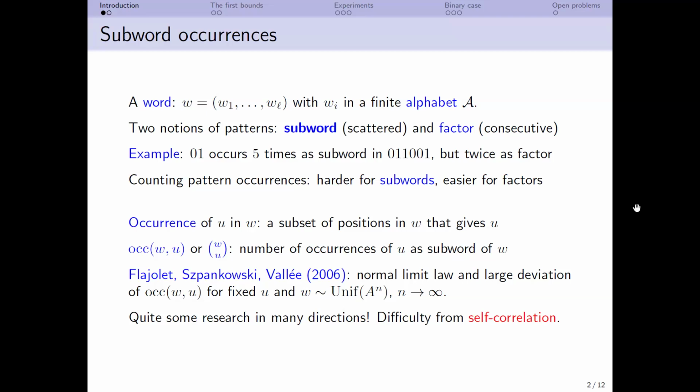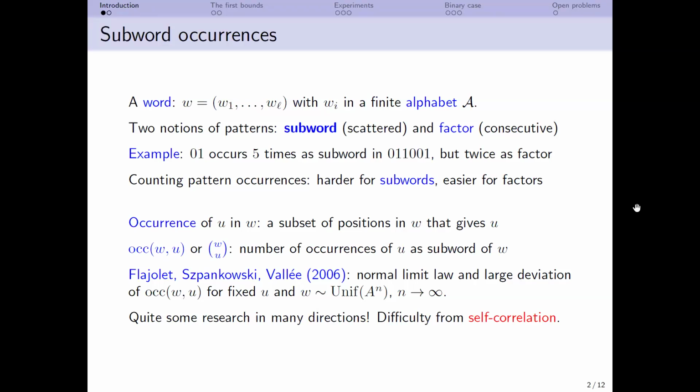And we're going to look at the occurrences, which is the number of subsets of positions. And we denote it either by a function, occurrences of U in W, or there is also another more elegant notation, which is the binomial notation like this. This is a very natural and very well-studied notion of substructures. And of course, there has been a lot of research in various directions about this kind of number of occurrences, and I just cite one that's familiar for our community.